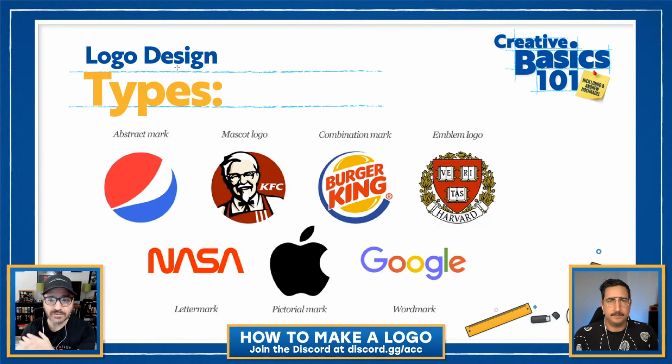But this last one is the word mark. That is really when it is simply just the word, and Google is this perfect example, where just by changing the colors and giving it a different color palette, it's very playful. It's very streamlined.